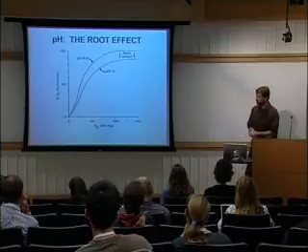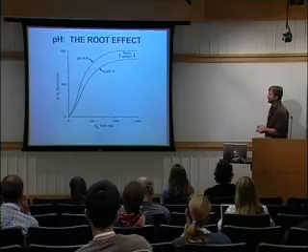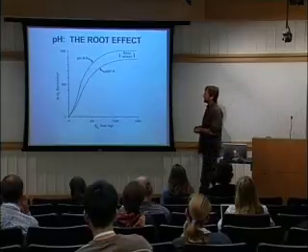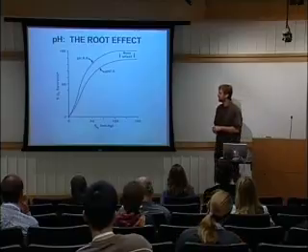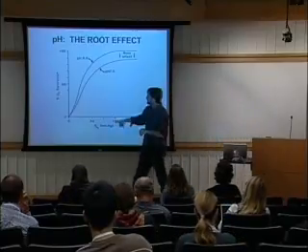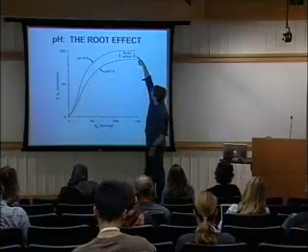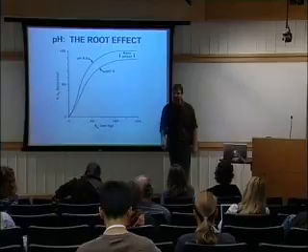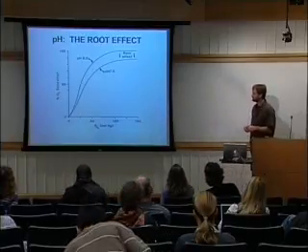There's also something called the root effect, and this is found in some fishes. What this is, is a decrease in the total carrying capacity of the blood at a lower pH. So you're getting some Bohr effect, which is a right shift of this curve, but there's also a decrease in the total capacity to carry oxygen. That's called the root effect.